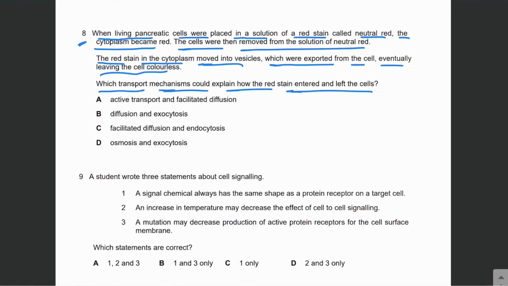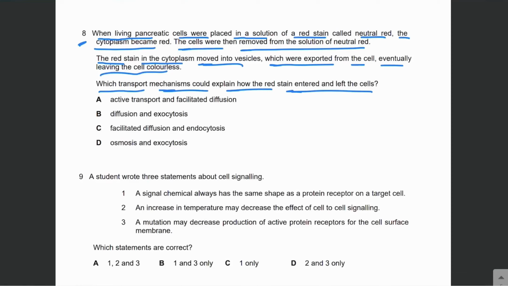So guys, they're saying that initially the pancreatic cells were placed in a solution of a red dye or a red stain called neutral red, and the stain moved into the cells and the cytoplasm became red. Then the cells were removed from the neutral red and eventually the cell became colorless. How? The stain that was in the cytoplasm moved into the vesicles, and vesicles were exported out of the cell, right? So they are simply saying that which transport mechanisms could explain how the red stain entered and left the cell.